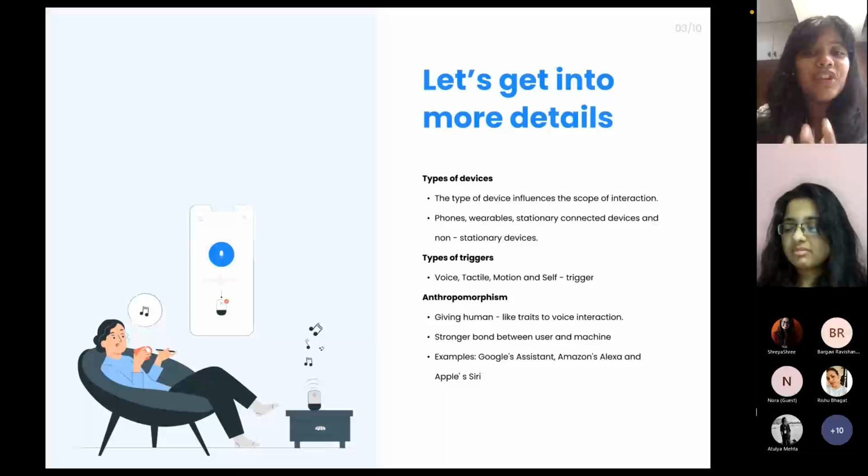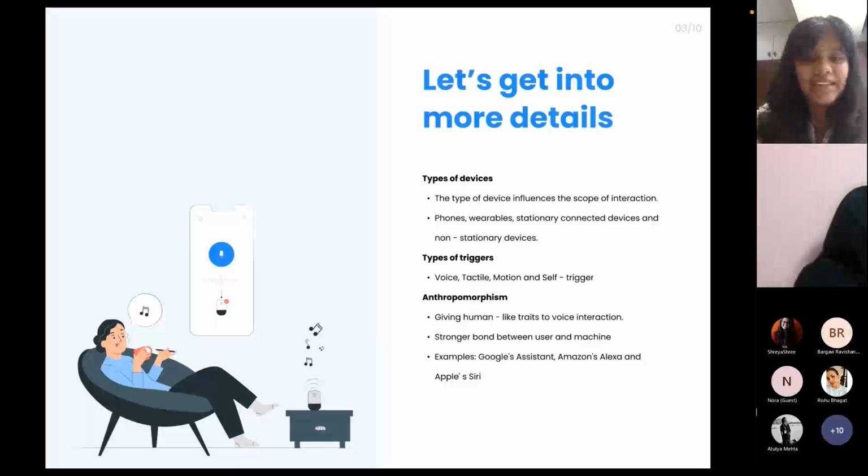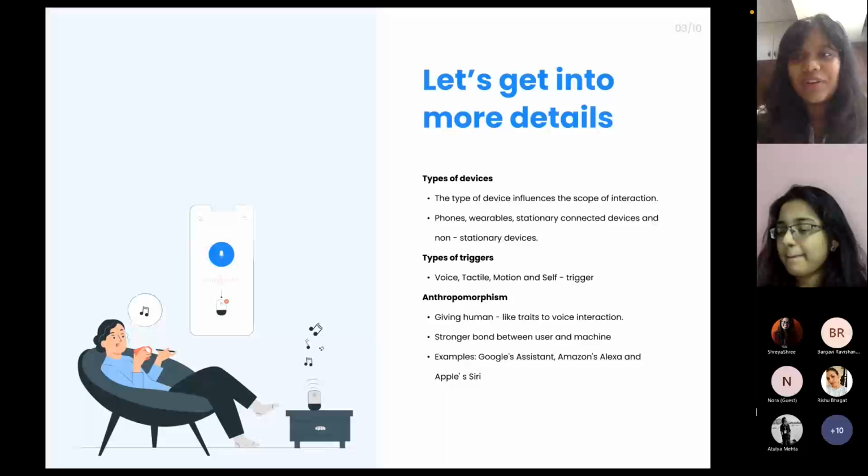Because of this human-like persona that we've created for these devices, it has also created a stronger bond between the user and the machine. Like I said, examples are Google Assistant, Amazon's Alexa, and Apple Siri. So today we forget that we're even talking to devices, it seems like we're talking to humans. Even with the terms that we use, when we say Alexa or Siri, it sounds like just another person's name. So this particular term is very important because this has been done deliberately so that we as users are able to connect better with our devices. Let's go to the next slide, Shreya.